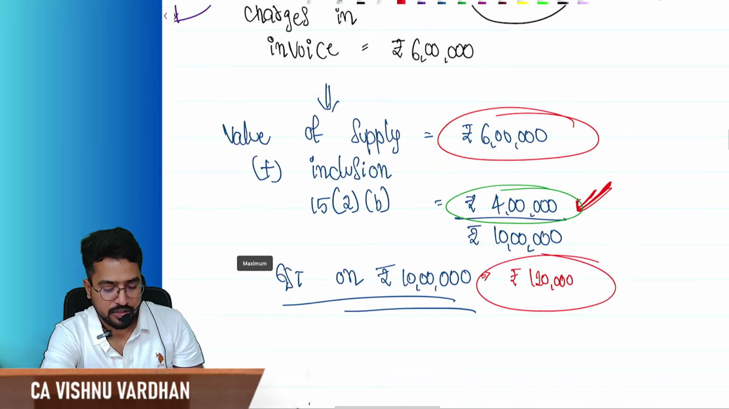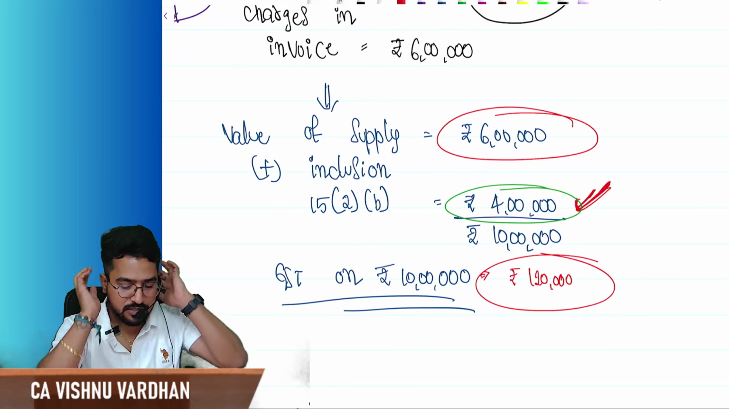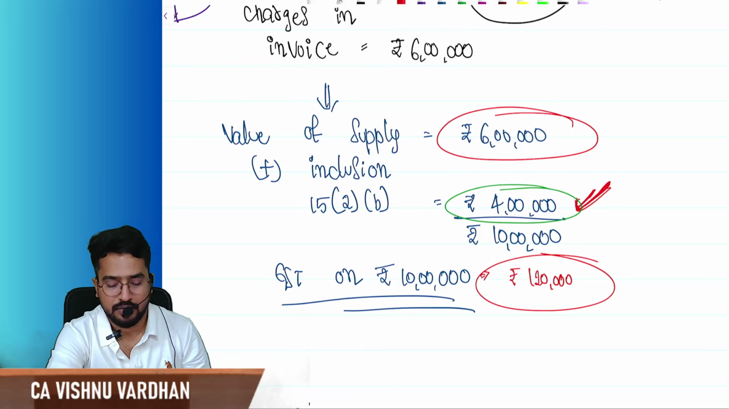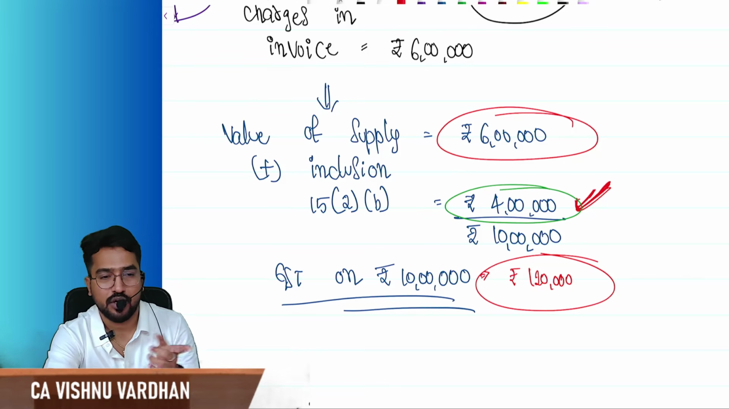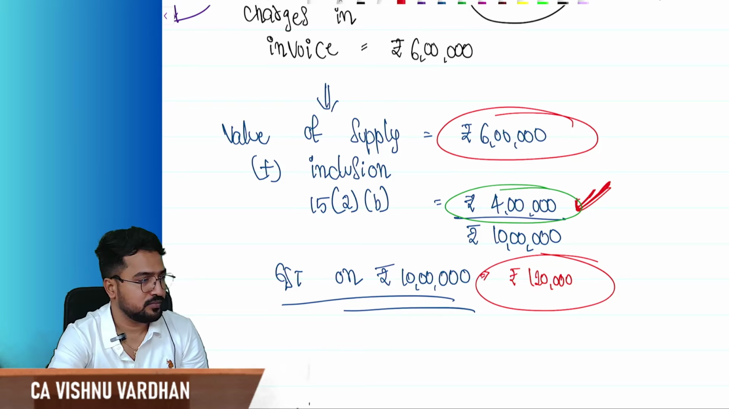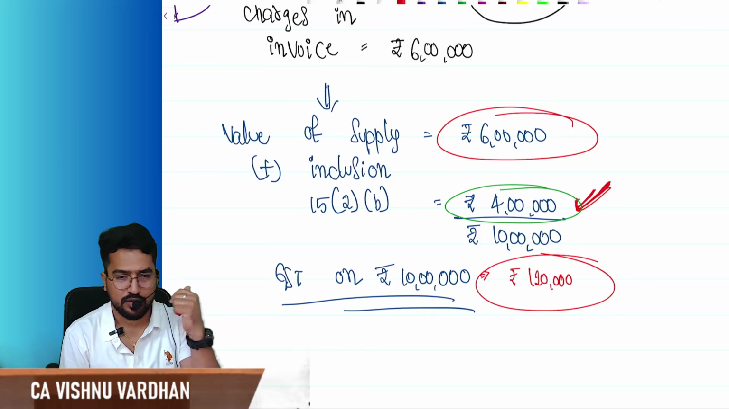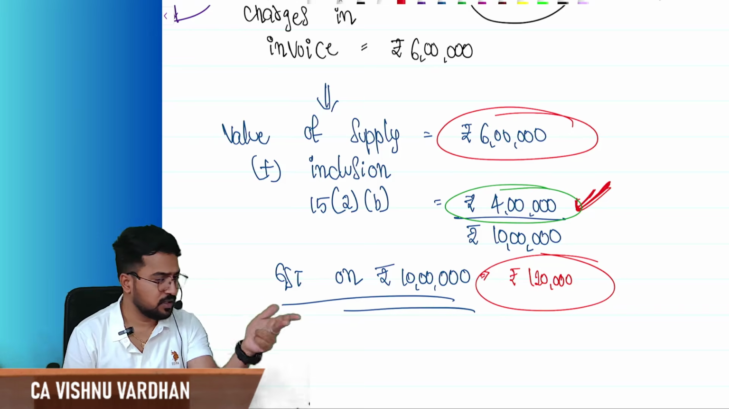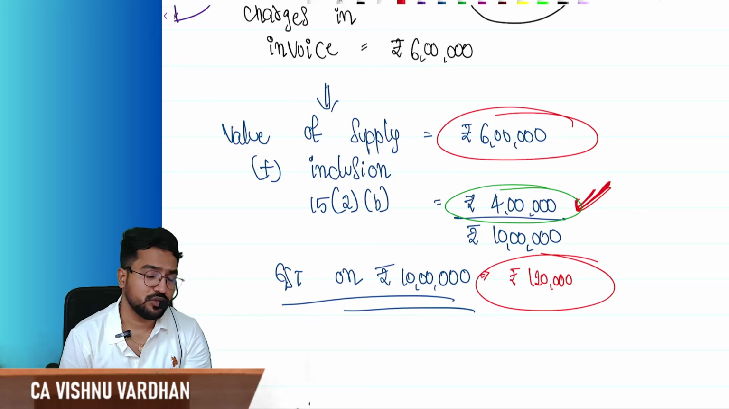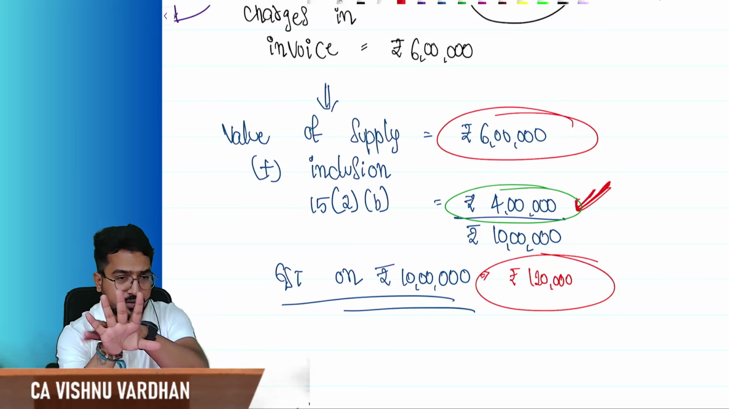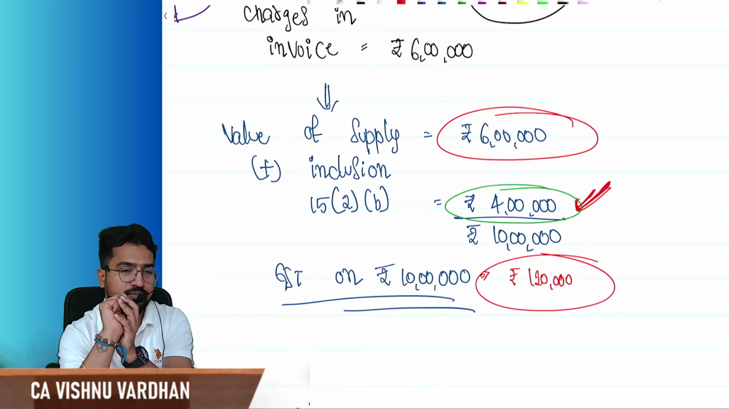So generally the value of supply is 6 lakh rupees plus what we are doing as inclusion as per section 15 subsection 2 clause B, 4 lakhs. So the value is total 10 lakhs. On 10 lakhs we should charge GST. Am I clear? Now, we are discussing section 15. Subsection 1 is transaction value. Subsection 2 is inclusion. Subsection 3 is exclusion. Subsection 2 inclusions, how many inclusions? 5 inclusions. If you remember the order, you can remember the clauses also.